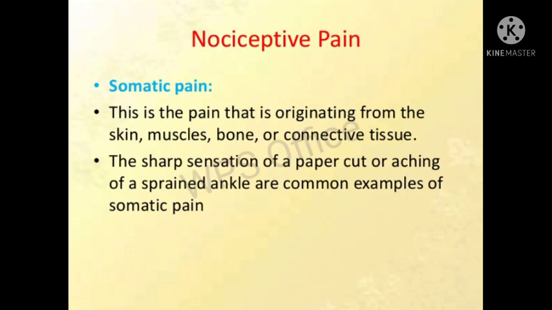Next, under nociceptive pain, we have somatic and visceral pain. Somatic pain is called physical pain, which we have due to damage in any part of our body, like wounds. This is a pain that originates from the skin, muscle, bone, or connective tissue.